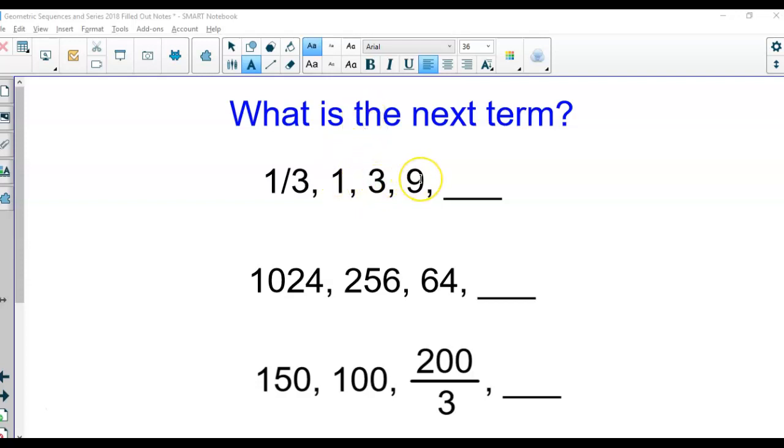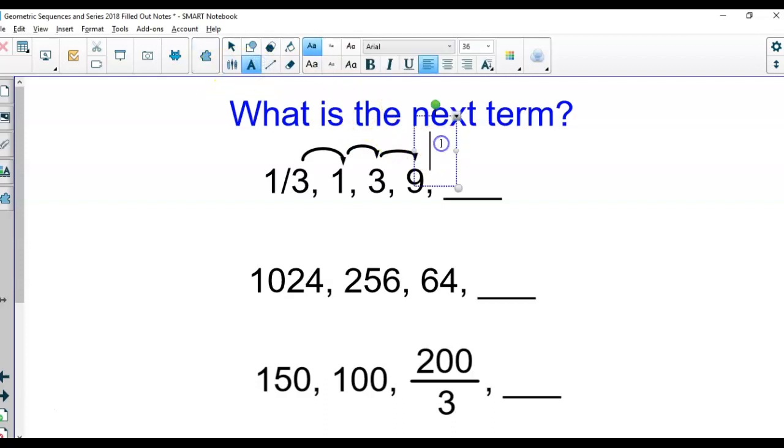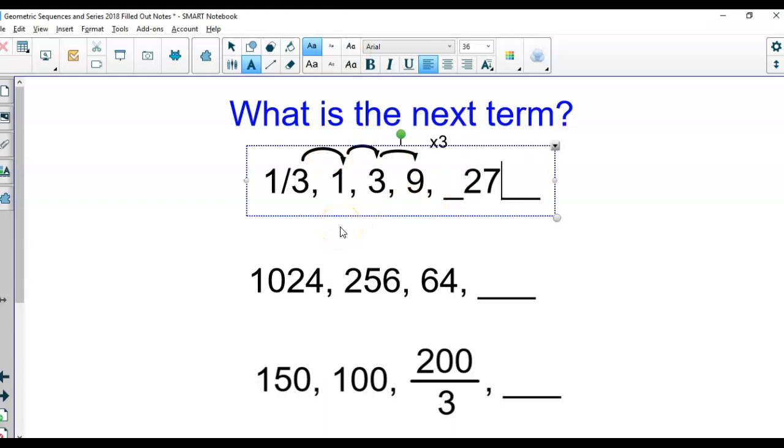Now to get from 3 to 9, is it still 3? It is. 3 times 3 gives me 9. And actually 1/3 times 3 gives me 1. So my common ratio here, when I go from one to the other, I am multiplying by 3. So 9 times 3, what does that give me? Well, that gives me 27, okay?